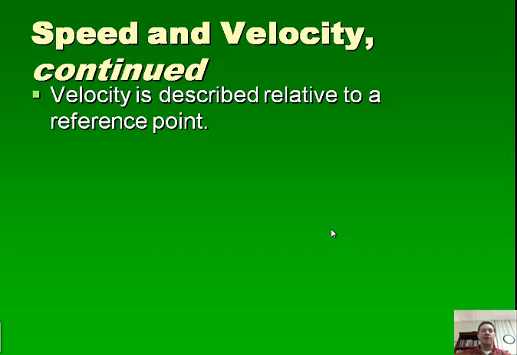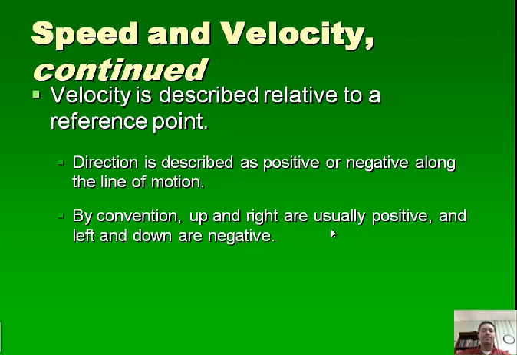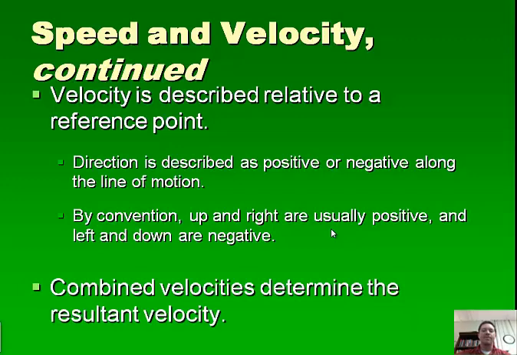Velocity is also described relative to a reference point, so we need to know where we start and finish. A direction is described as positive or negative along a line of motion. Typically we use up and to the right as positive, left and down as being negative. And then combined velocities determine resultant velocity. Let's look at this up here just really quick, positive or negative.